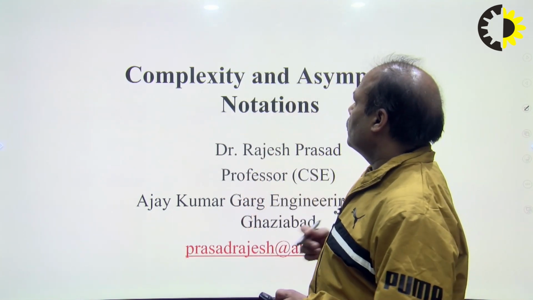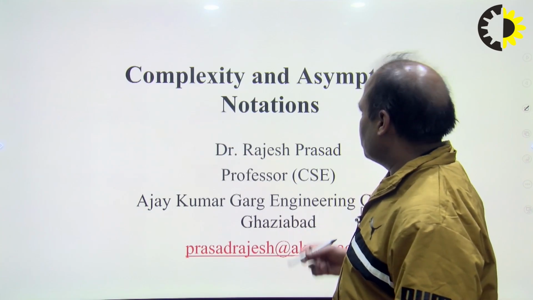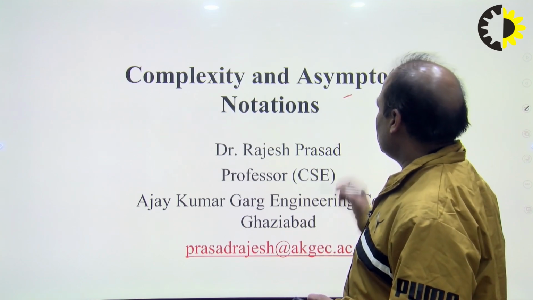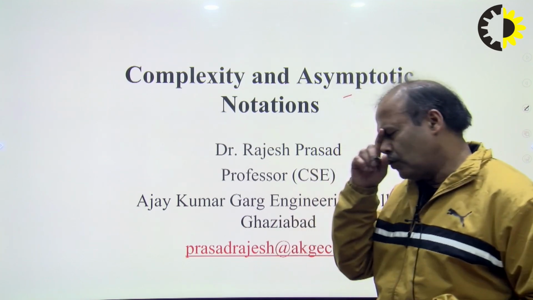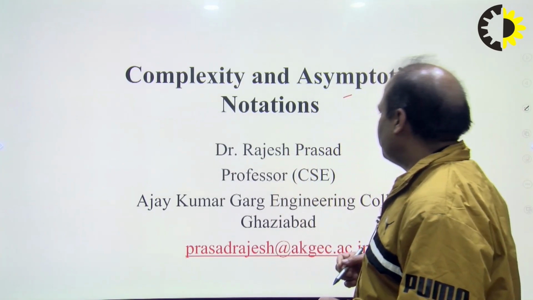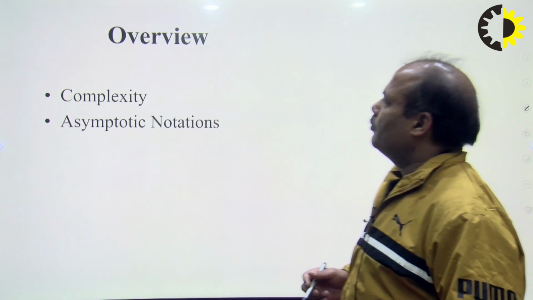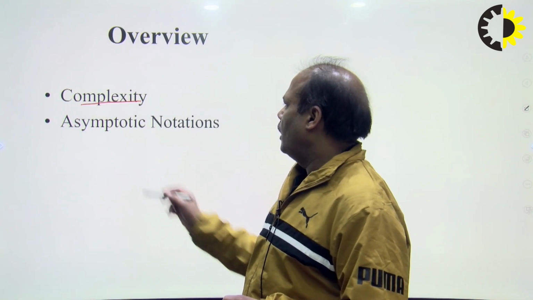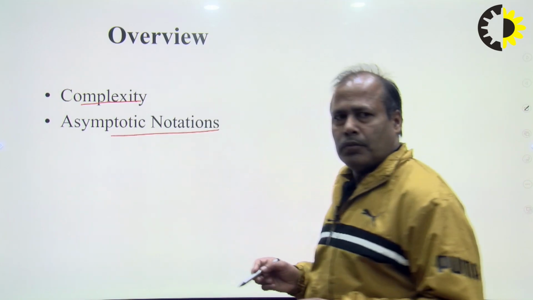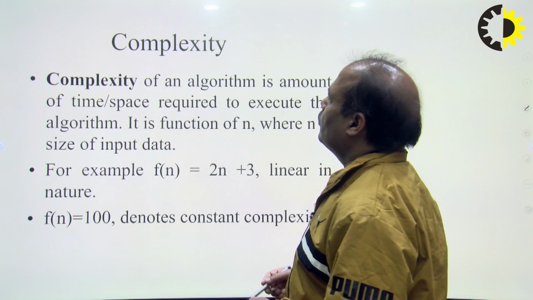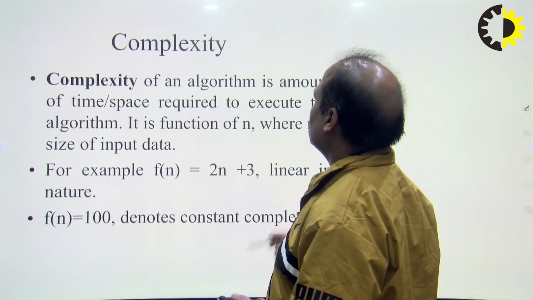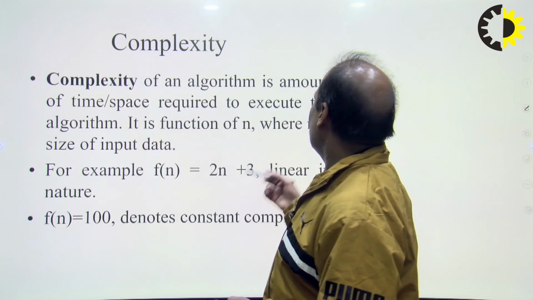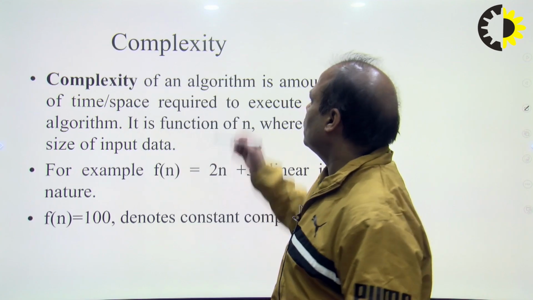So today I am going to discuss complexity and asymptotic notations in design and analysis of algorithms. This course is very popular in BTech and also in MTech and MCA. What I'm going to discuss is, first, how to define complexity, and second, how to define asymptotic notations. As we know, the complexity of any algorithm is the amount of time or space required to execute the algorithm.